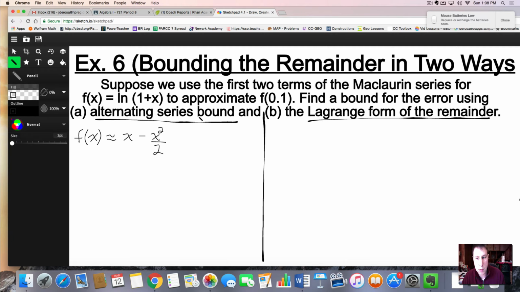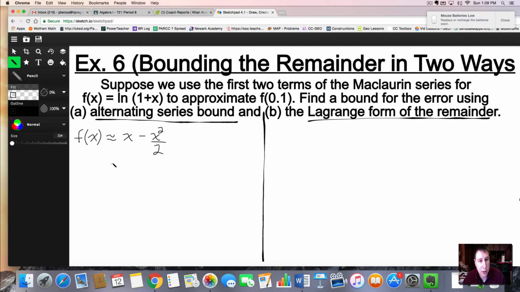Using the alternating series bound as well as the Lagrange formula for the remainder. So in other words, how good is two terms? Maybe we don't know exactly what two terms would give us, though we could plug it in and find out. But is there a rule or a formula, in this case alternating series and Lagrange, that we can use to find out how good this result is going to be? How good of an approximation is it?